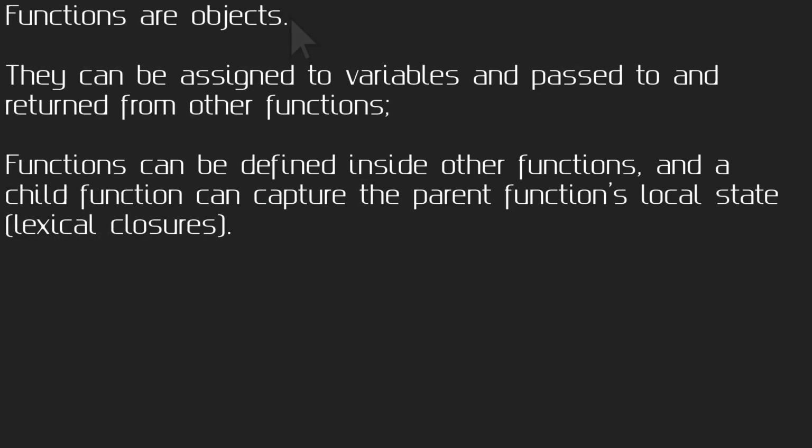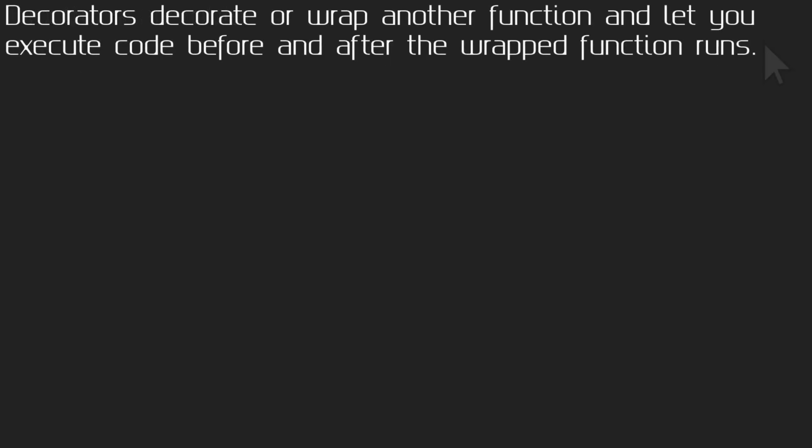Functions in Python are objects. They can be assigned to variables and passed to and returned from other functions. Functions can be defined inside other functions, and a child function can capture their parent function's local state. Decorators decorate or wrap another function and let you execute code before and after the wrapped function runs.